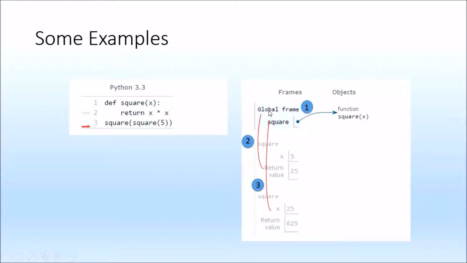Another environment that we had was when we evaluated square of 5. We had this environment with this one local frame right here and a global frame. So that's our second environment. And then we had another environment where we were evaluating square of 25. And that had this local frame connected to this global frame. Okay?